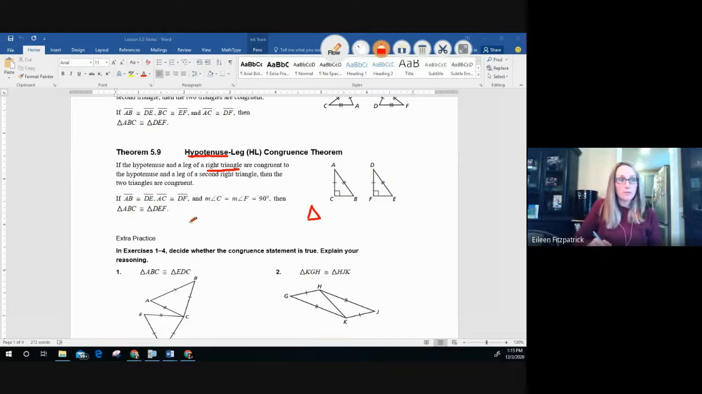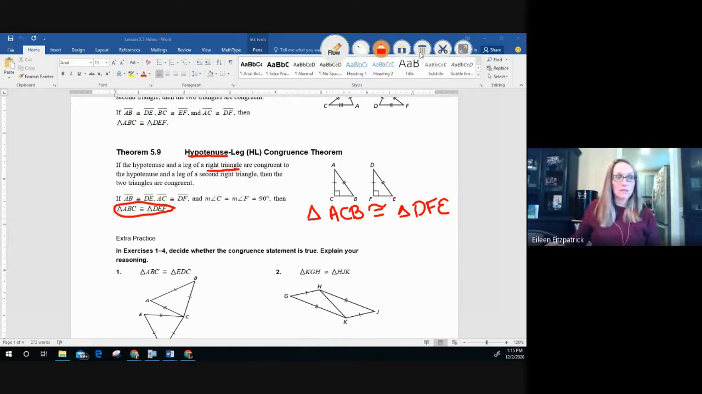So I'm going to name it differently than how they named them, just as another example. You could name it triangle ABC, and then DEF. Or I can name it triangle ACB, and say that that's congruent to triangle DFE. So again, it is important the way you name the triangles, corresponding pieces have to match up.